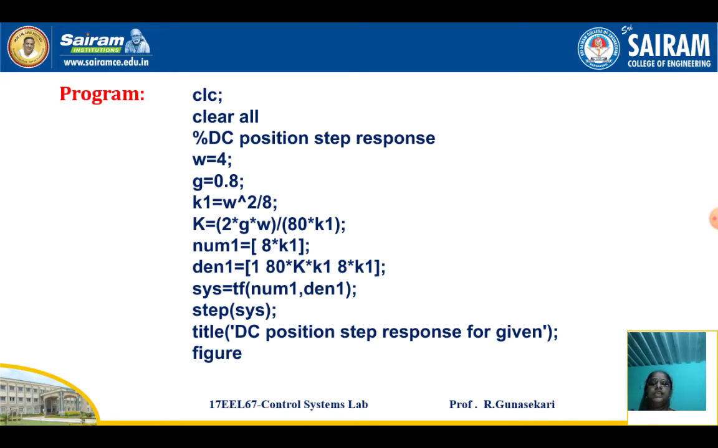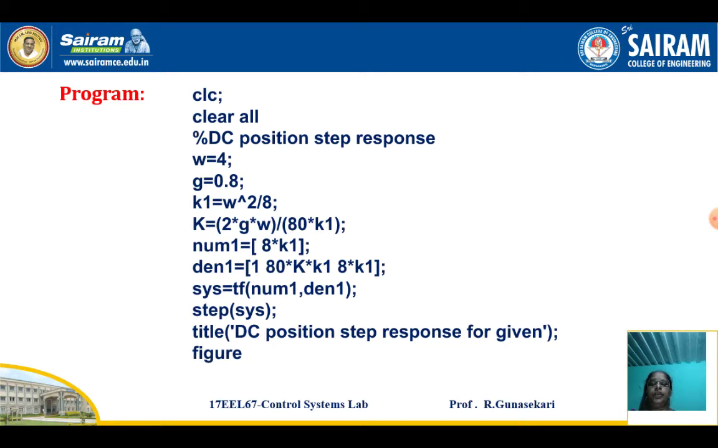In this slide, the full program represents the DC position step response, that is, the step response of DC position control only. First clear, then clear all. I give the title and then W, G, K1, K, all the parameters which are used in the DC position control system.